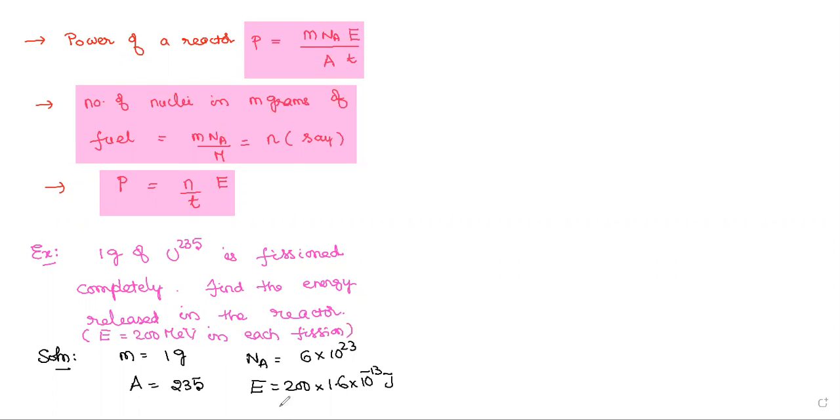So this energy is equal to, by shifting the decimal point, 16 twos are 32, so 320 into 10 to the power of minus 13. Better I write it clearly here: this is 320. All right, then I'm going back to the calculation here.